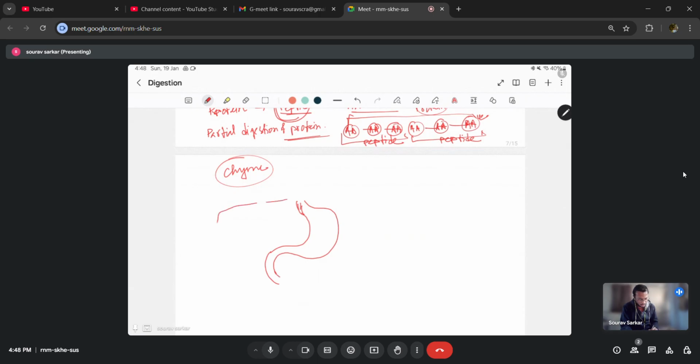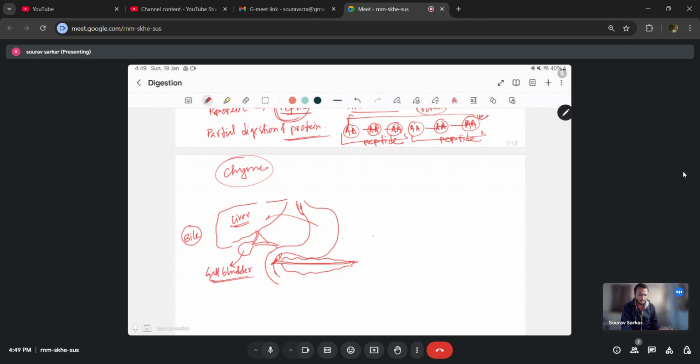that is duodenum. In this portion there will be liver. In the side of stomach there will be liver. Liver is important in case of digestion because liver produces a chemical component known as bile. Bile will get stored in gallbladder.